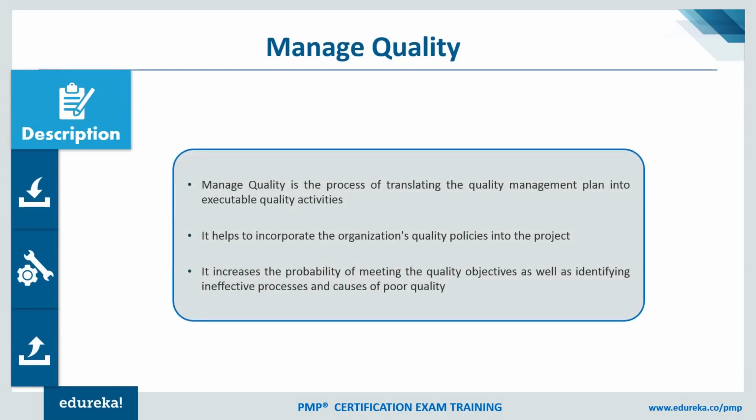It's all about translating that plan into your executable quality activities. So whatever we have committed to through this plan, now we have to execute that. It will also help us in making sure that the quality policies are embedded into the project. And that is certainly the responsibility of the management to make sure that all the teams are embedding the quality policies into their project plans, etc. It also helps us in improving the probability of meeting the quality objectives. And not only that, identifying the ineffective processes and causes of poor quality. So it's all about identifying those aspects and fixing those aspects, acting upon those gaps.